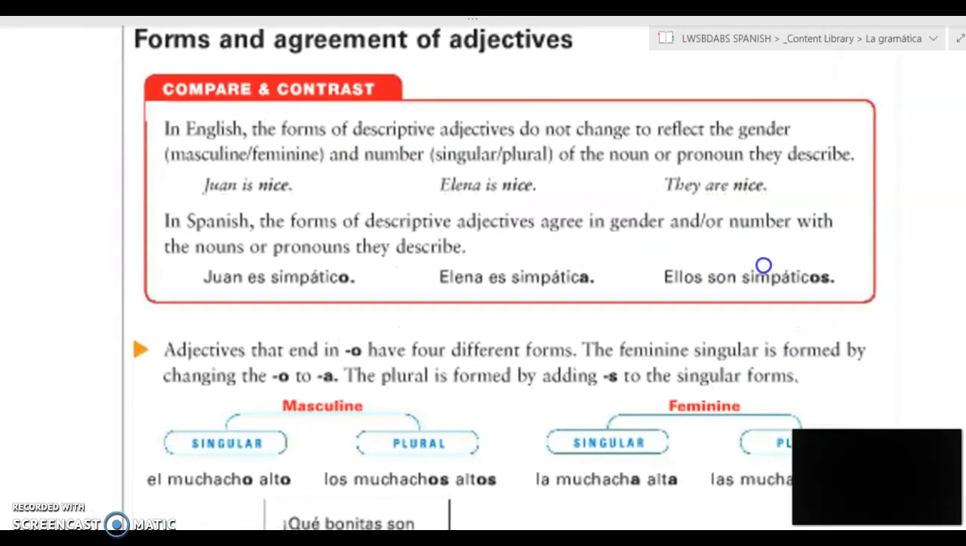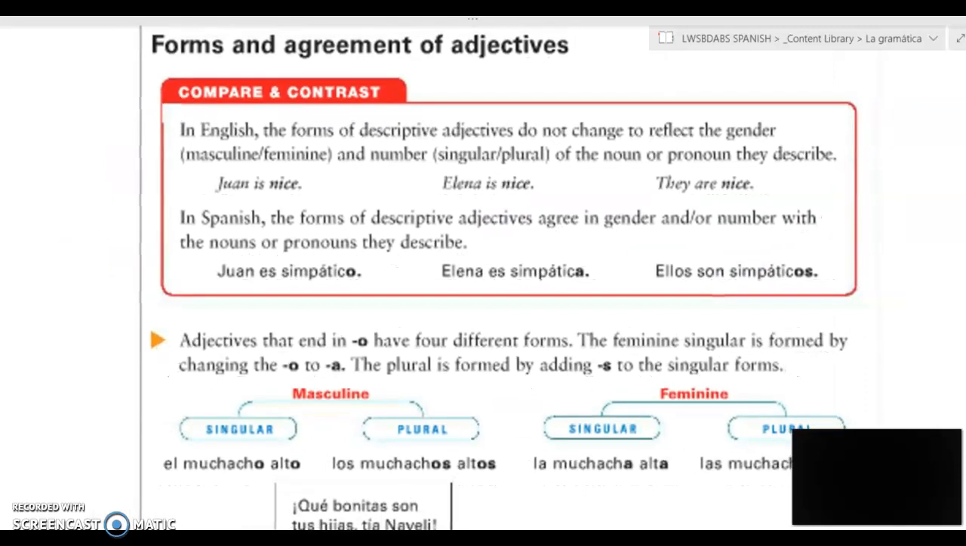So when we look at these, Juan is nice is different than Elena is nice. Juan es simpático, Elena es simpática. Ellos son simpáticos. Notice, it is a sexist language, which means that if there's 6 girls and 1 guy, the masculine form dominates, and you say masculine. There are some movements to try and change this, but so far that is the practice in Spanish.